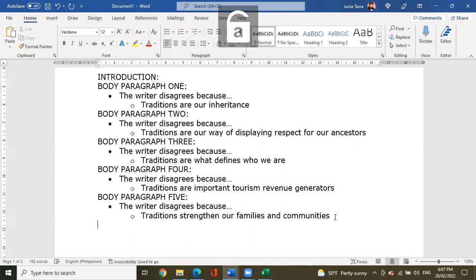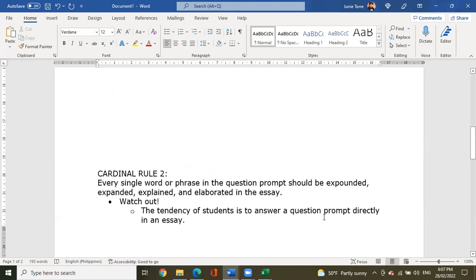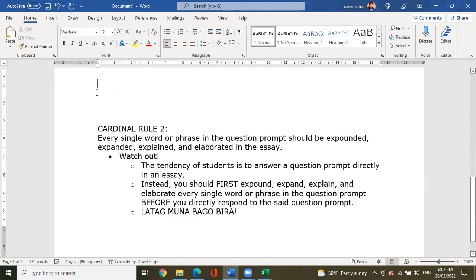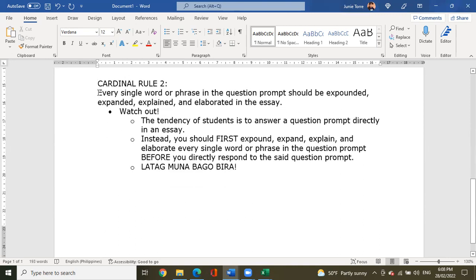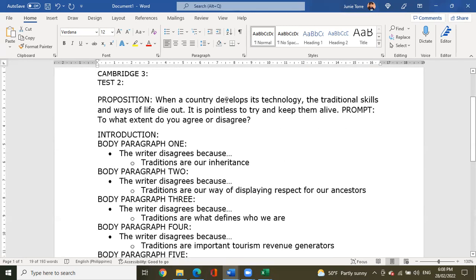And then you have your conclusion. Alam mo what that would score? What would that score? That kind of essay, 5 arguments, even with really good language? That would score band 6. Band 6 yan. Kasi the tendency of students is to answer a prompt directly. Violated cardinal rule 2. Every single word or phrase in the question prompt should be expounded, expanded, explained, and elaborated in the essay.